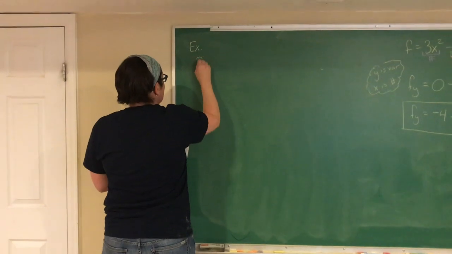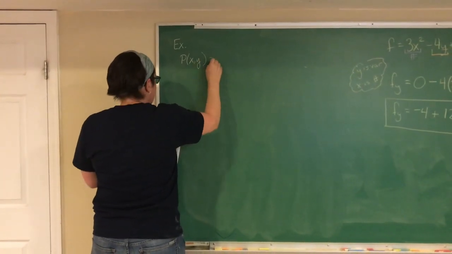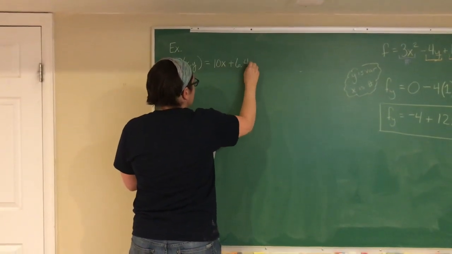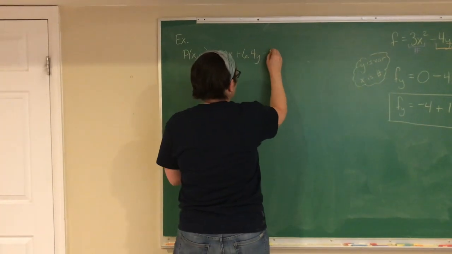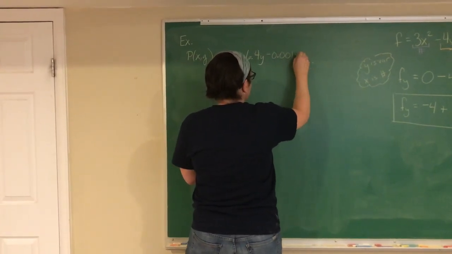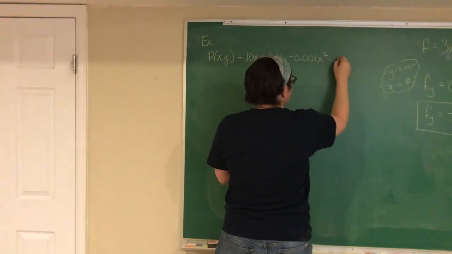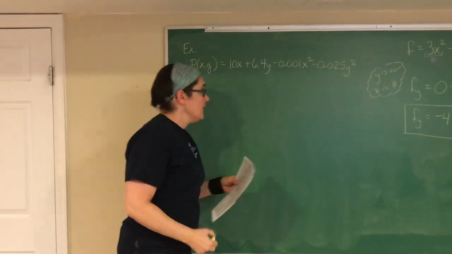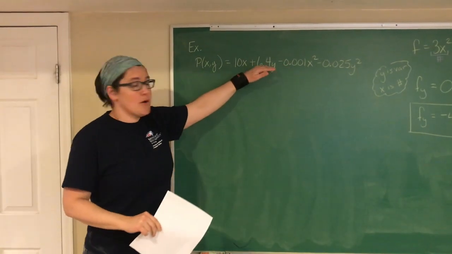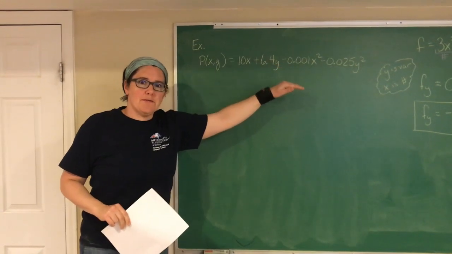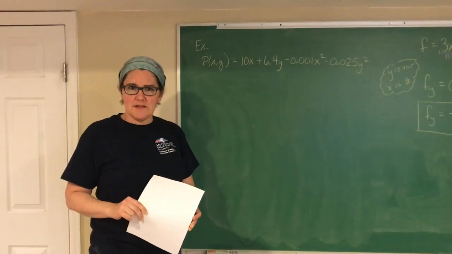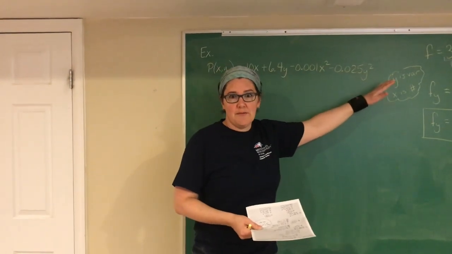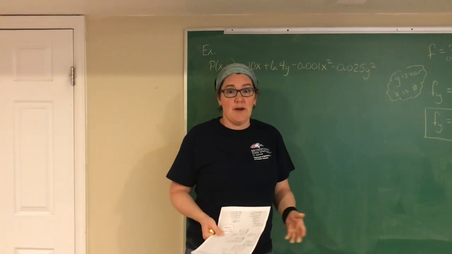Okay, so our example is P of xy is equal to 10x plus 6.4y minus 0.001 x squared minus 0.025 y squared. And this might look familiar to you. In part 1, this was our example of the joint profit function, where x represented the number of pounds of kisses and y represents the number of pounds of cream. And this formula tells us the total profit for x pounds of kisses and y pounds of cream.